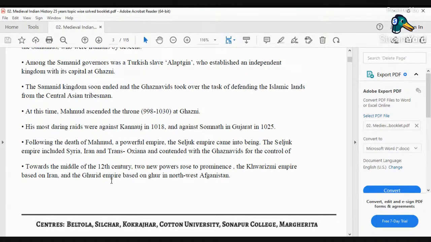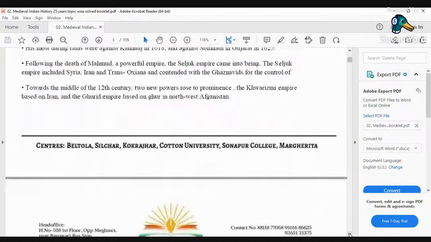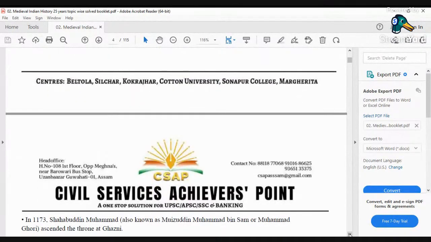Towards the middle of the 12th century, two new powers rose to prominence: the Khwarezmi Empire, based on Iran, and the Ghurid Empire, based on Gur in northwestern Afghanistan. These are also not very important from the examination point of view.